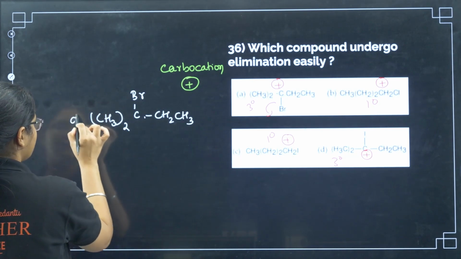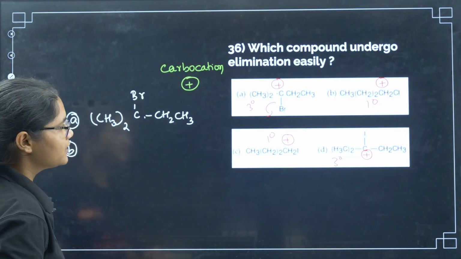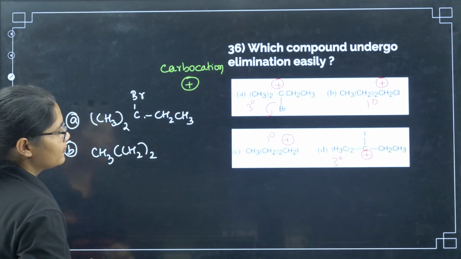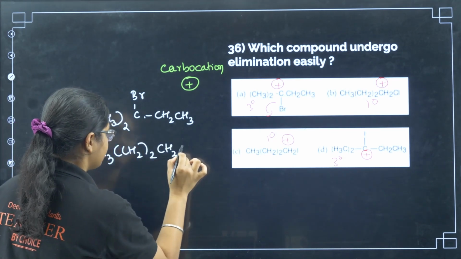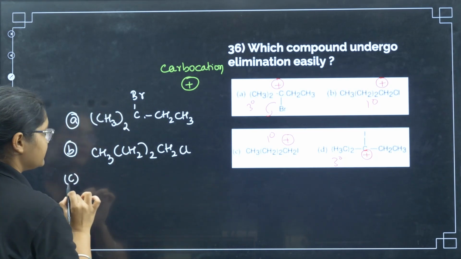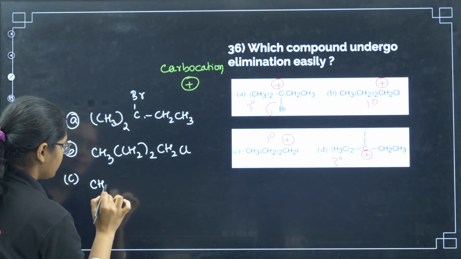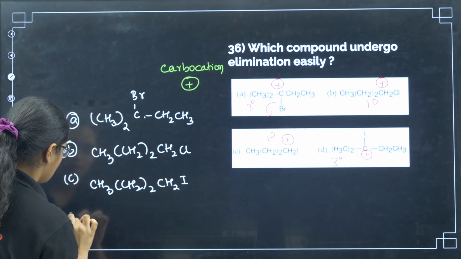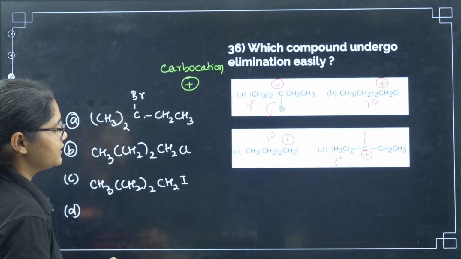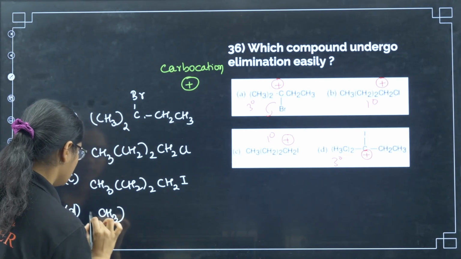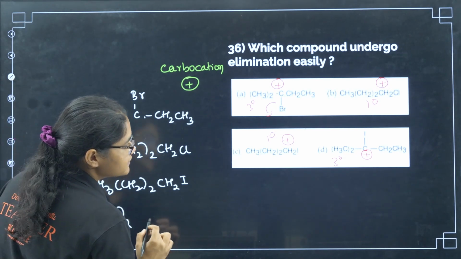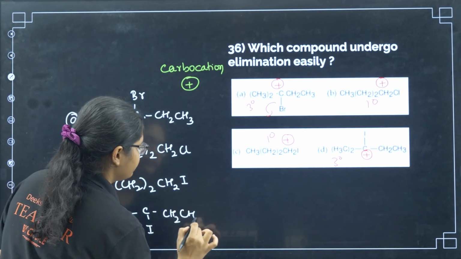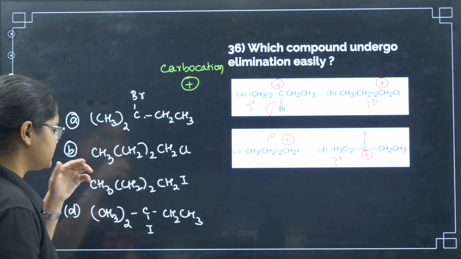Okay, this is your option number A. Option number B is CH3, CH2 whole 2, CH2Cl. Next, option C is CH3, CH2 whole 2, CH2I, and option D will be CH3 whole 2, C, I, and CH2CH3. Okay, so this is what is happening.